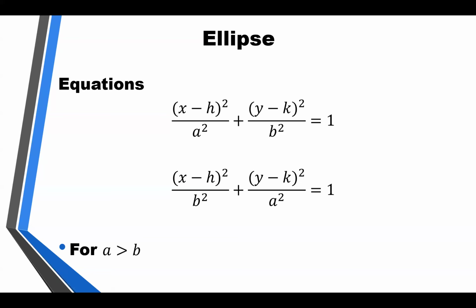The next type of conic section that we're going to look at is the ellipse. Now, ellipses are going to have two types of equations. One, which is (x minus h) quantity squared divided by a squared plus (y minus k) quantity squared over b squared, is set equal to 1. And the other where we exchange the a squared and the b squared. So the b squared is under (x minus h) quantity squared, and a squared is under (y minus k) quantity squared.